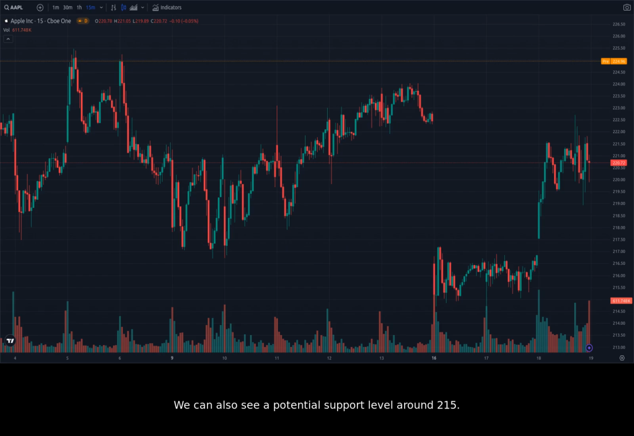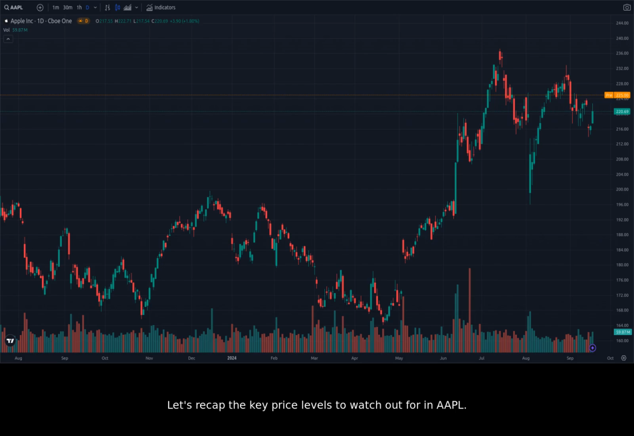We can also see a potential support level around 215. If the price breaks above 220 with higher volume, it could signal a short-term bullish breakout. However, if the price falls below 215 with higher volume, it would suggest a bearish breakdown. This type of volatility makes it crucial to keep a close eye on the price action and volume. Let's recap the key price levels to watch out for in Apple. We have a potential support level around 215, and resistance is strong around 225 to 230.